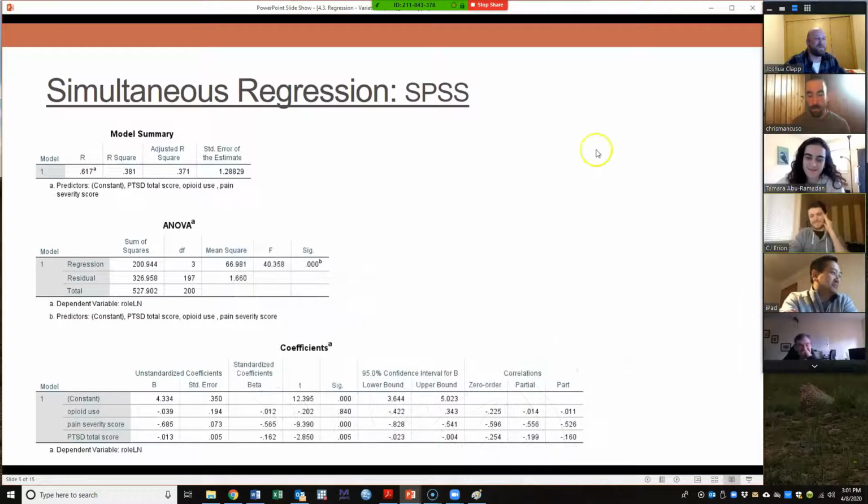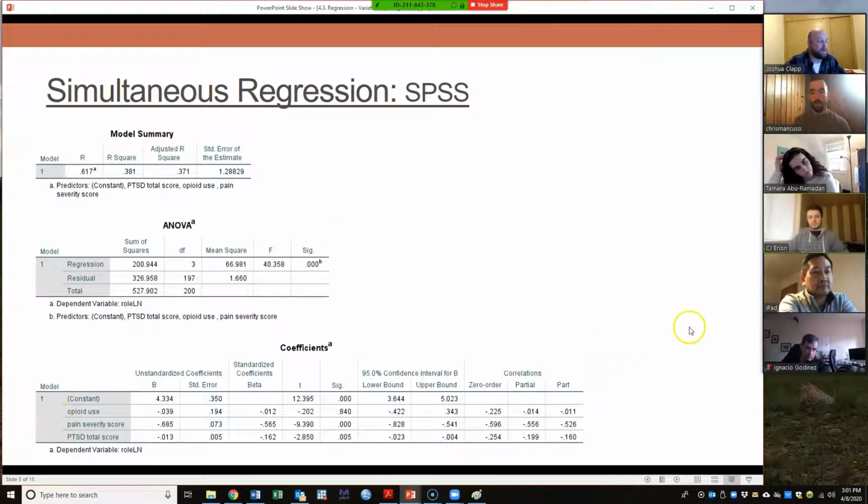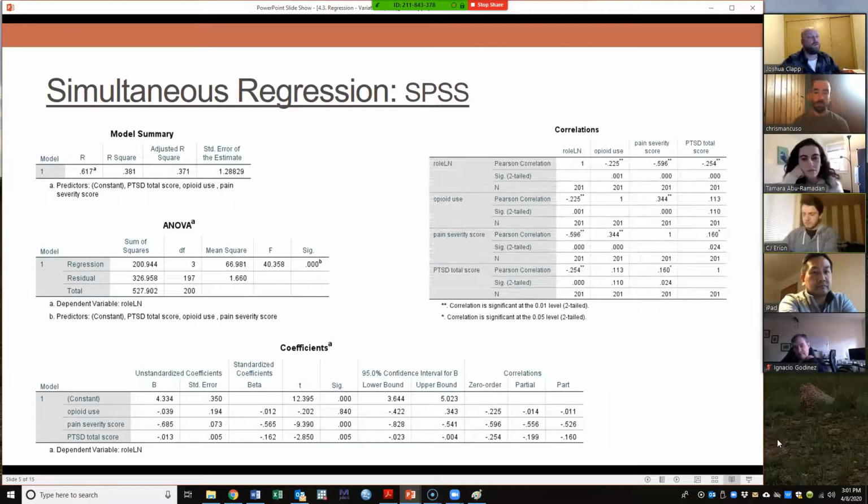All right, cool. Questions on any of the stuff that we've got here in this table? So again, when we compare with our correlation tables, we'll see my bivariate correlations between role functioning, opiate use, pain, and PTSD being laid out here, right? And I see that my standardized coefficients are systematically smaller than my bivariate correlations. Tamara, why is that?